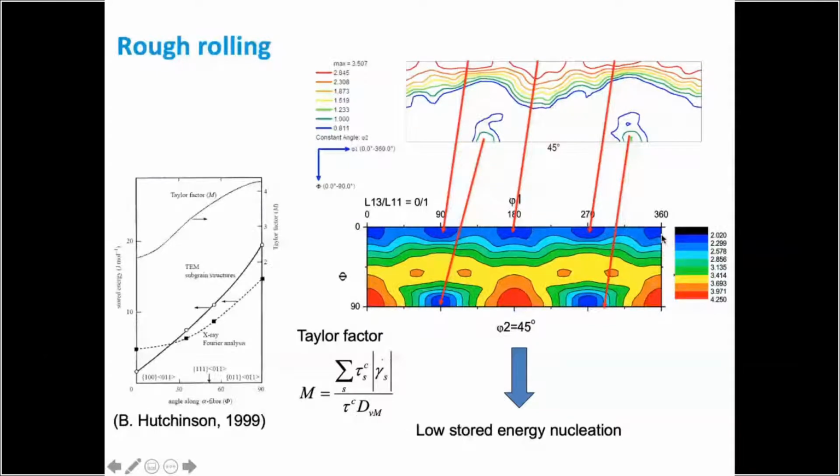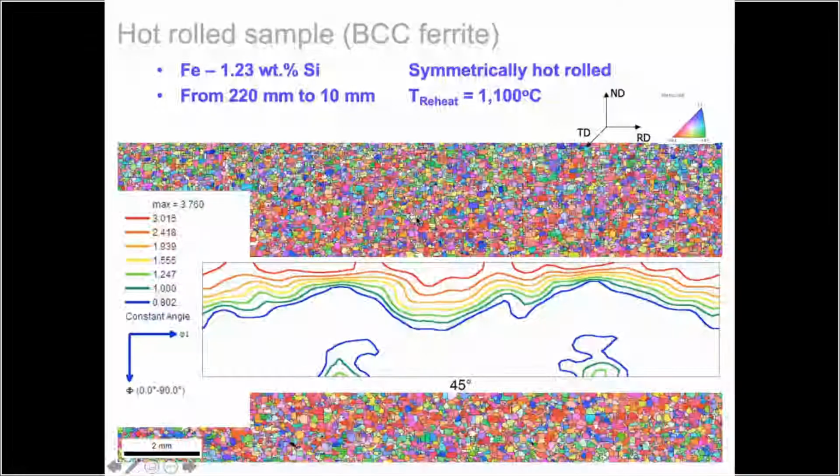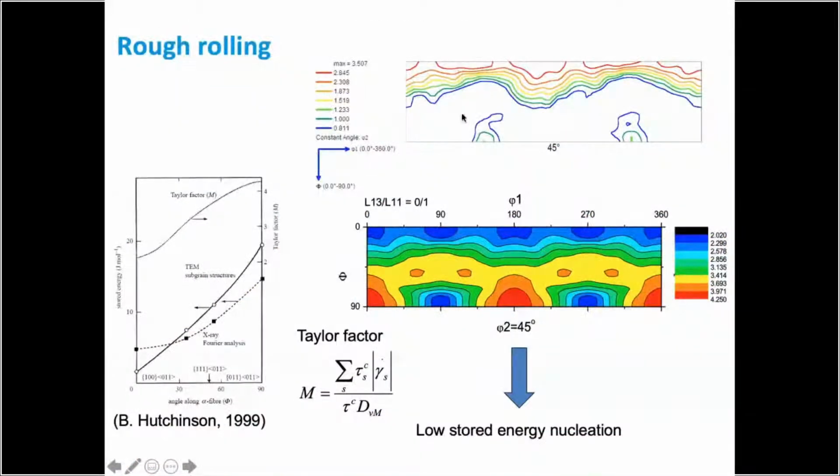So blue means that these are the crystal orientations with low Taylor factor. It means they need lower energy to be deformed, whereas red means just the opposite. These are crystal orientations with high energy. They need a lot of energy to be deformed. And you can see here that there is a clear correspondence between the maxima of this texture, this is the observed texture, so see the maxima and the blue areas. So it means that the low Taylor factor grains have been selected for recrystallization.